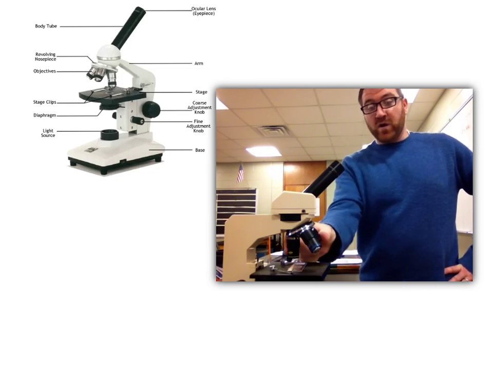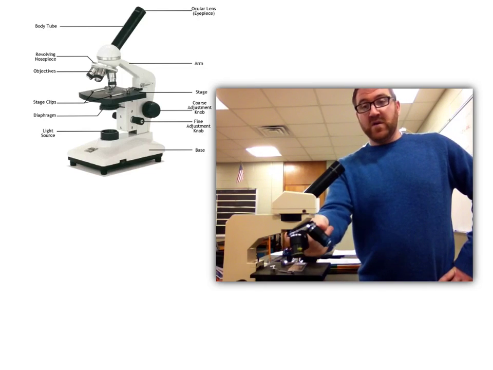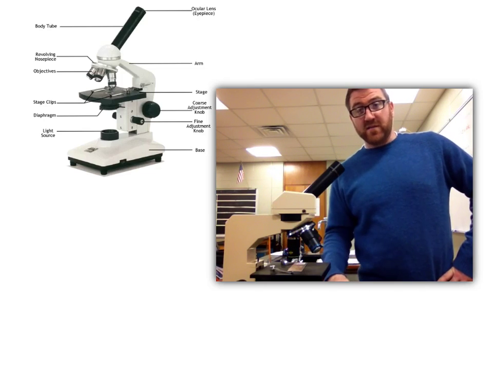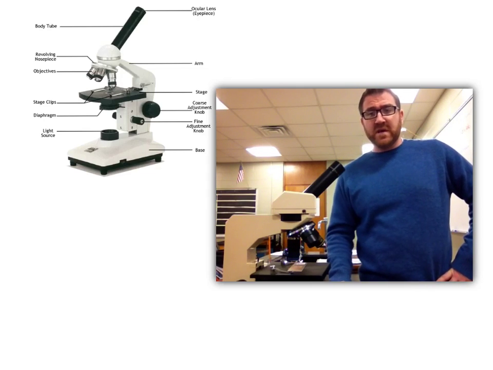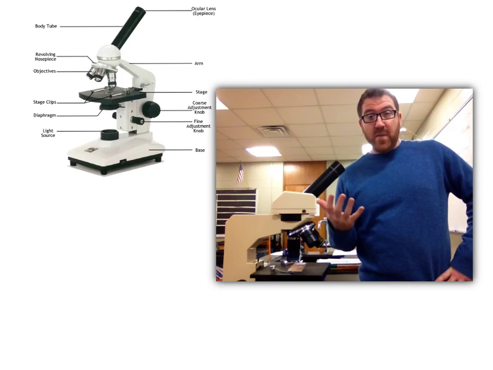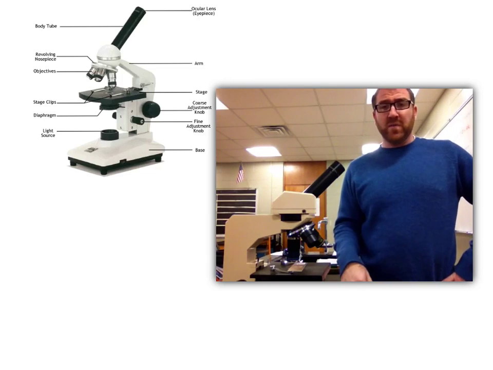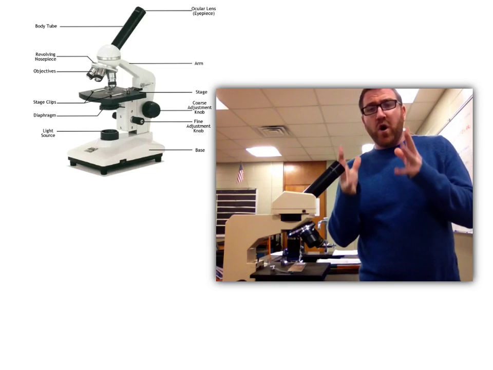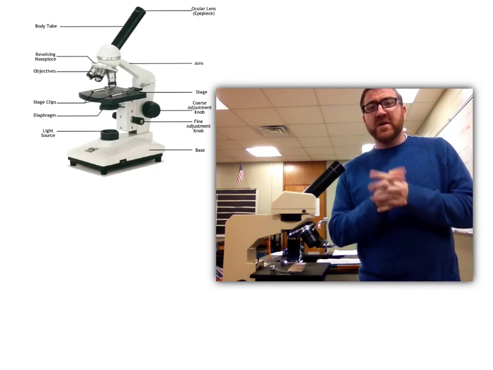We have a red one that is known as the low power objective. We have a yellow objective that is the medium power objective, and the blue objective, which is known as the high power objective. Now, tip number 1, and probably the most important tip I can give you about using the microscope, is that you should always view your specimen under the low power objective first.